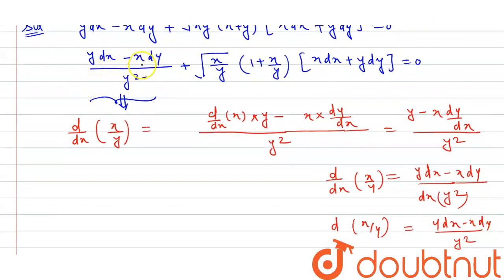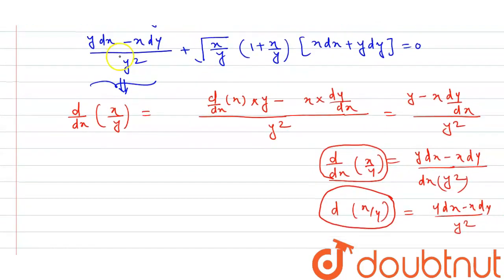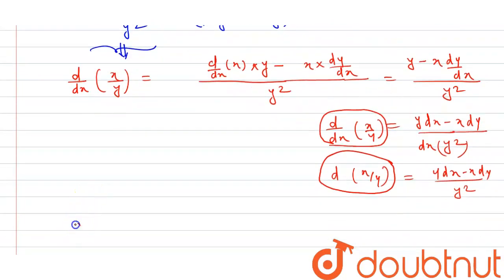So see this thing, it is y dx minus x dy divided by y square. Here also y dx minus x dy divided by y square. So we can write it as d of x upon y. It is another way to represent it. So I will write here, in place of (y dx minus x dy) divided by y square, d of x divided by y.